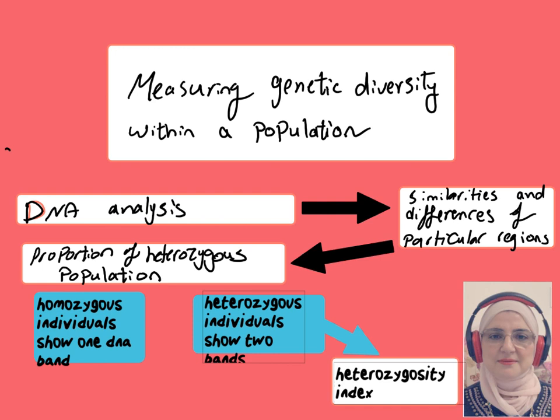Just to remind you, homozygous individuals have the same allele on the same locus on a pair of chromosomes, or on a homologous pair. If we have homozygous individuals that have the same allele on the two chromosomes of the homologous pair, it is going to appear as just one band of DNA, while a heterozygous individual will show two bands. So by counting how many two-band individuals you get in the DNA analysis, you'll be able to calculate what we call the heterozygosity index.